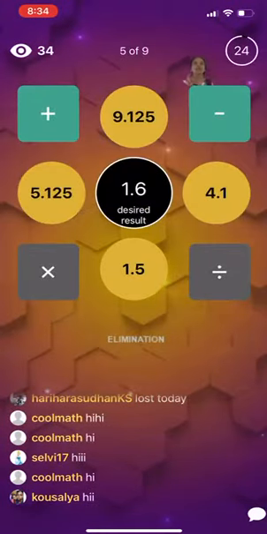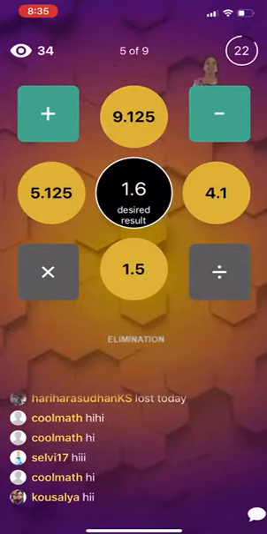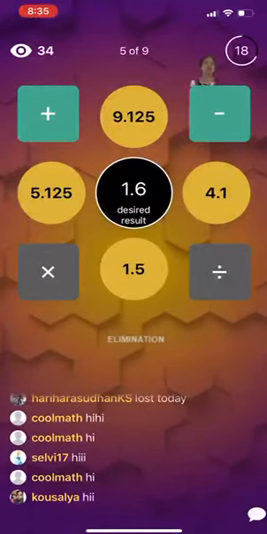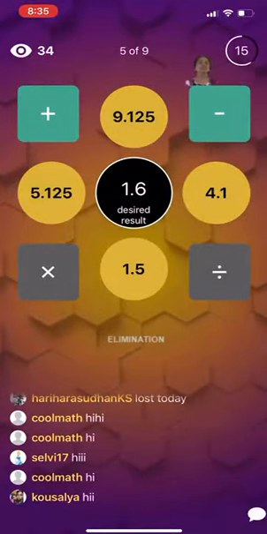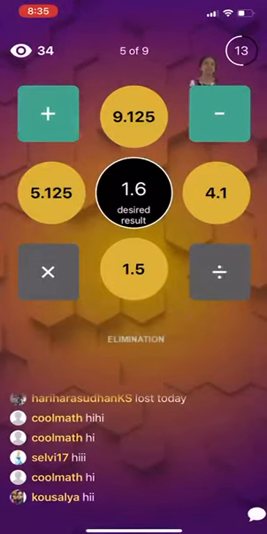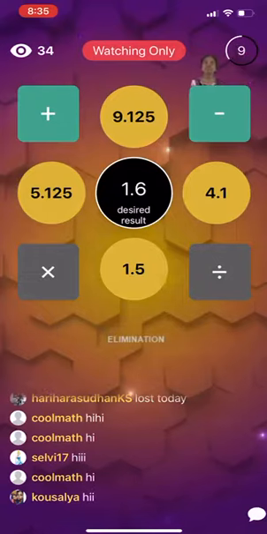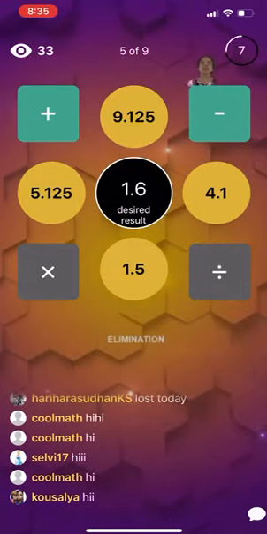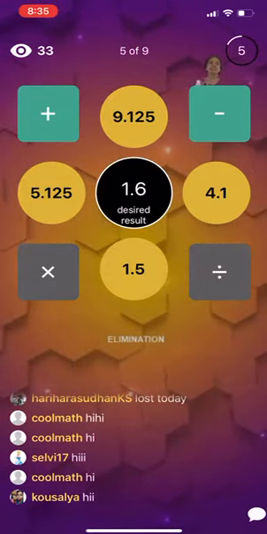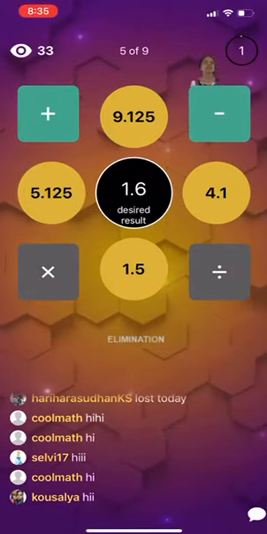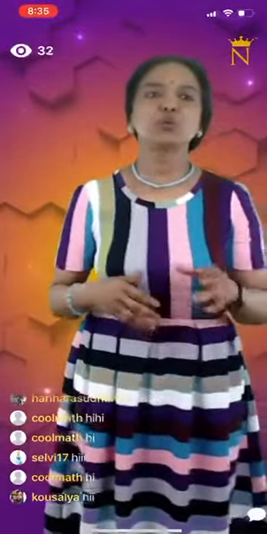Question number 5. Desired result is 1.6. The given numbers are 4.1, 9.125, 1.5, 5.125. The given operators are plus and minus. And the number of possible solutions is 90. All you have to do is come up with the 1, and that is a correct one. Okay, 9 is there, 5. So subtract from the bigger numbers. So we want a smaller one. 1.5 is already there. Can we get 0.1 somewhere?